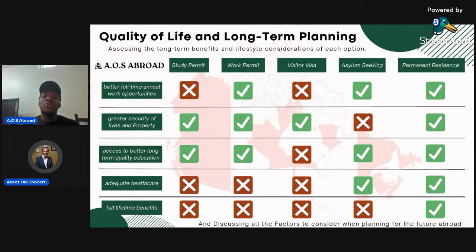Now, let's look at the summary of all we have been saying from the very beginning. The quality of life and long-term planning: assessing the long-term benefits and the lifestyle considerations of each option. So if you're coming through the study permit pathway, let's say you want to come as an international student, better full-time annual work opportunities.